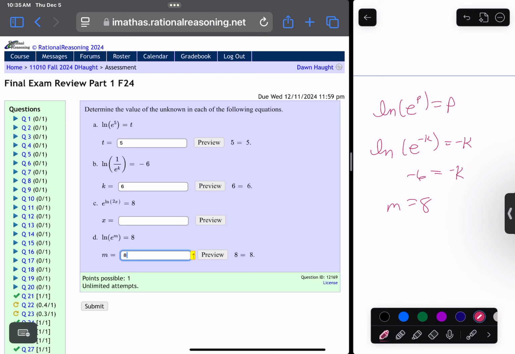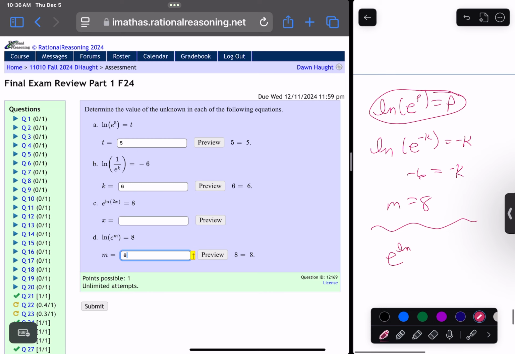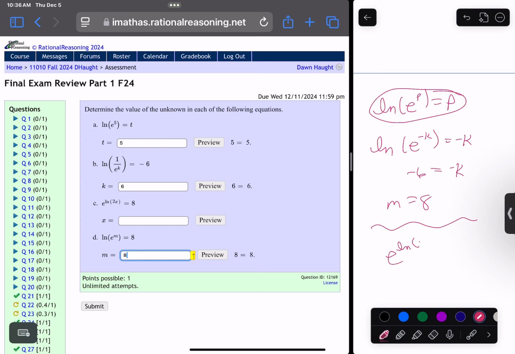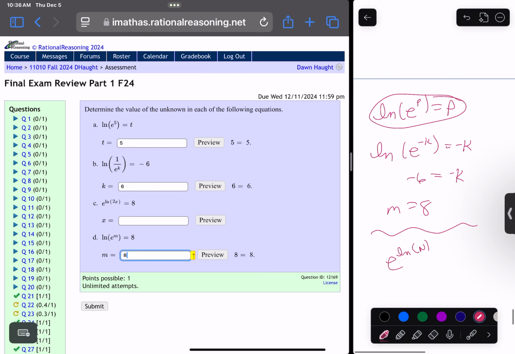The only one that's different is C. So another rule, so this is the rule you need. If the e and the natural log are touching like this, it always simplifies down to that number. So this one, they cancel out, leave you with the p. This one, they cancel out, and they leave you with the number. So the number inside here is your 2x.